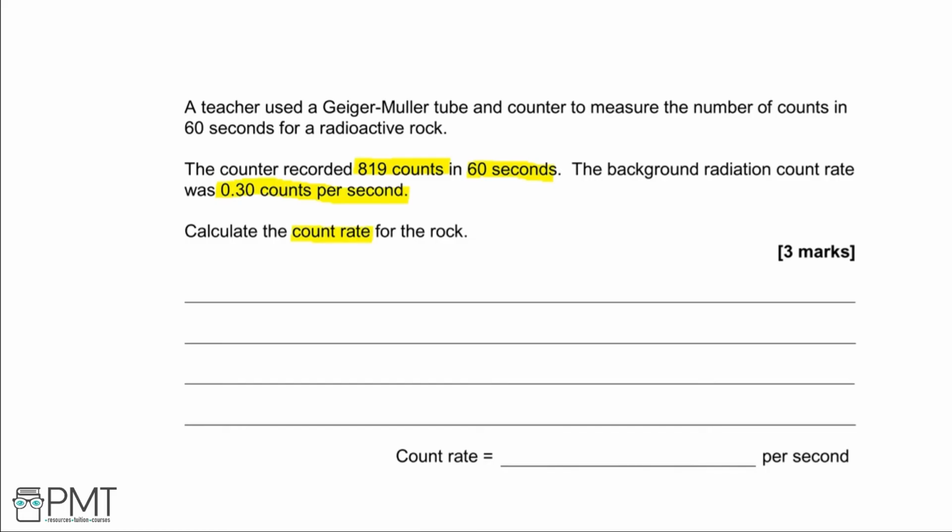So when we're asked to calculate the count rate, what we need to calculate is the counts per second. And what they've given us here is the data: 819 counts in 60 seconds. Therefore, if you want to calculate the number of counts per second, we need to do 819 divided by 60. Now this gives us 13.65 counts per second.